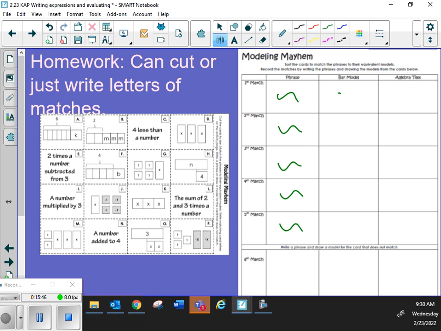algebra tiles that match that one. There should be a guy that's left over. I believe it's only a phrase that's left over. Oh no. It says write a phrase and draw a model for the one that does not match. There's going to be one guy that's left over. Go ahead and fill in the 2 boxes that don't have text. Does that make sense? All right.